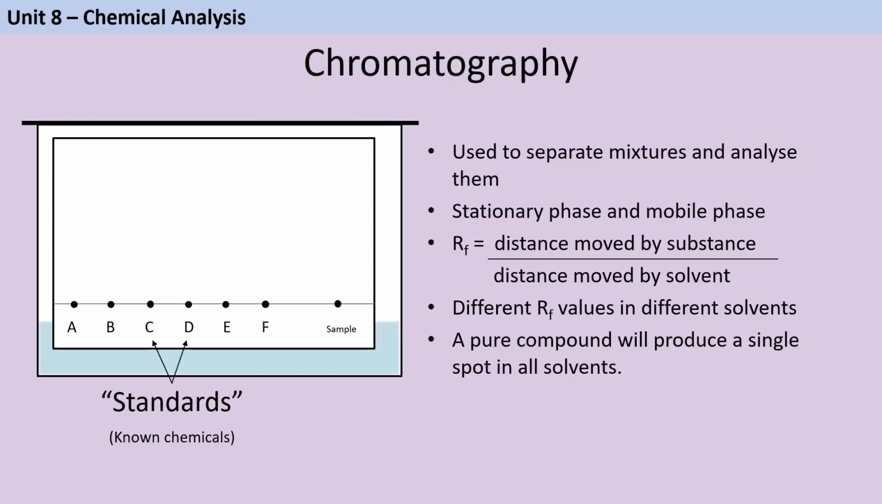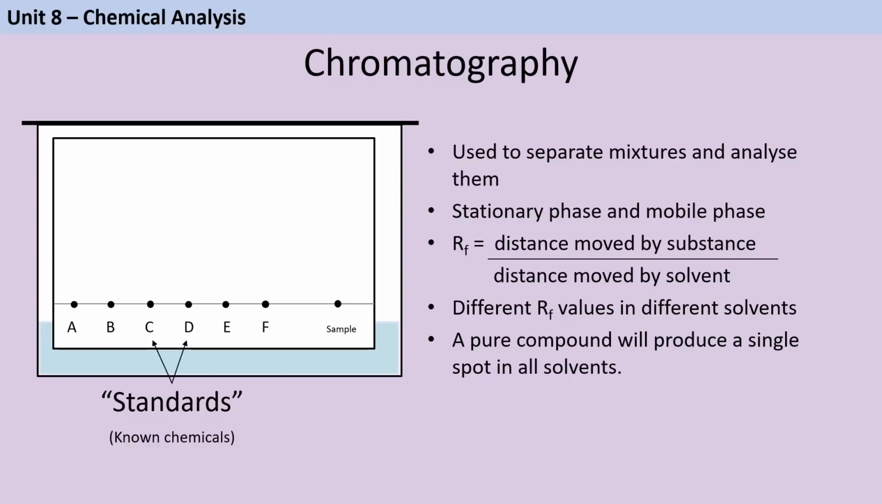In paper chromatography, the stationary phase, which doesn't move, will be the piece of chromatography paper, and the mobile phase will be a solvent, and you're most likely to have used water. And that water moves through the chromatography paper, and it will transfer your samples, which tend to be inks or dyes or something. The substances are going to be separated out based on how well they are retained by the stationary phase. So basically, how good is the stationary phase at holding onto them?